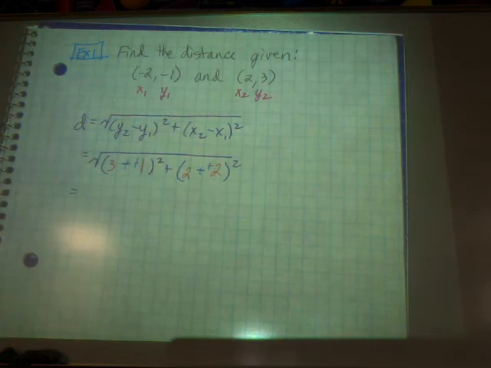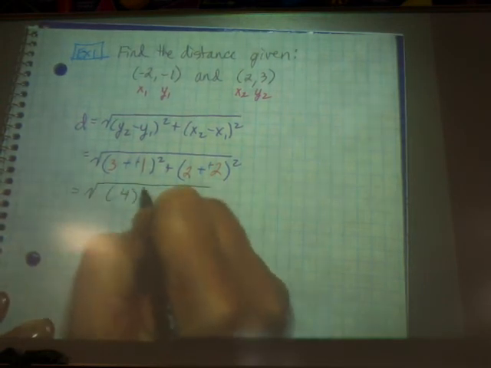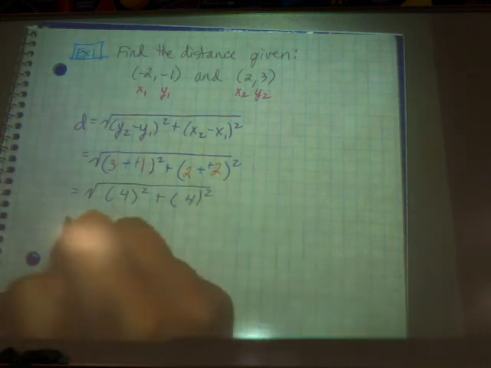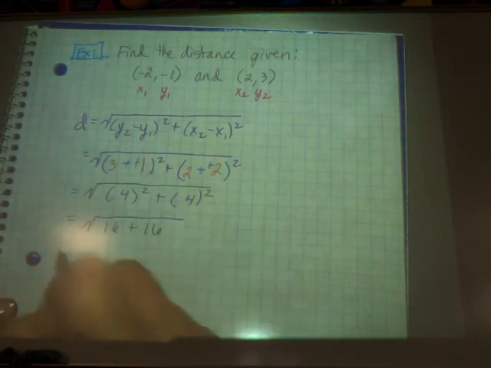Tell me what you get. And if you're done before others, simplify that radical and give me the decimal equivalent.